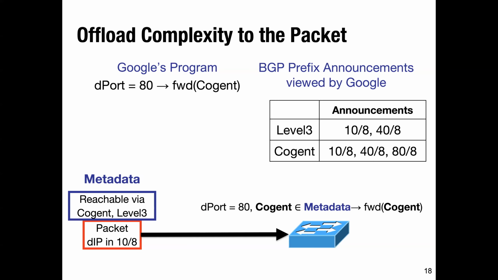It can match on destination port 80, and then match on whatever metadata represents Cogent here, right? So if the metadata says it is reachable via Cogent, it can match on that specific attribute of the metadata before forwarding this to Cogent, right? So this is the key idea of SDX. And now we're talking about the pros and cons of such a design, and how this can be enabled.